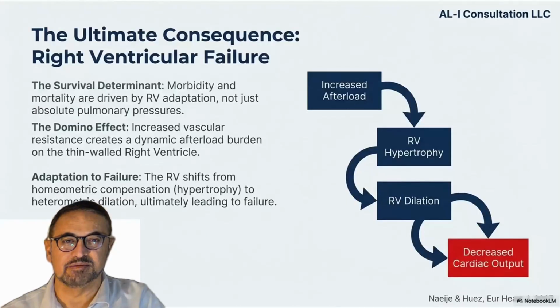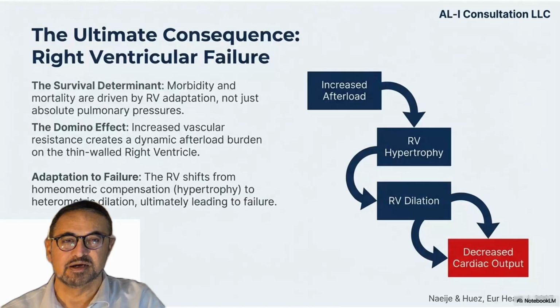Why right ventricular failure matters. This is the clinical consequence that matters the most. Right ventricular failure. The survival determinant in pulmonary hypertension is usually not the pulmonary artery pressure by itself, but whether the right ventricle can adapt to the afterload.